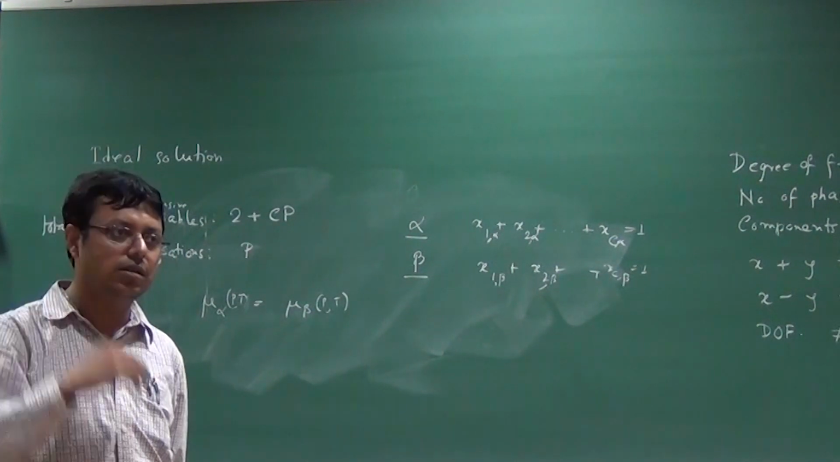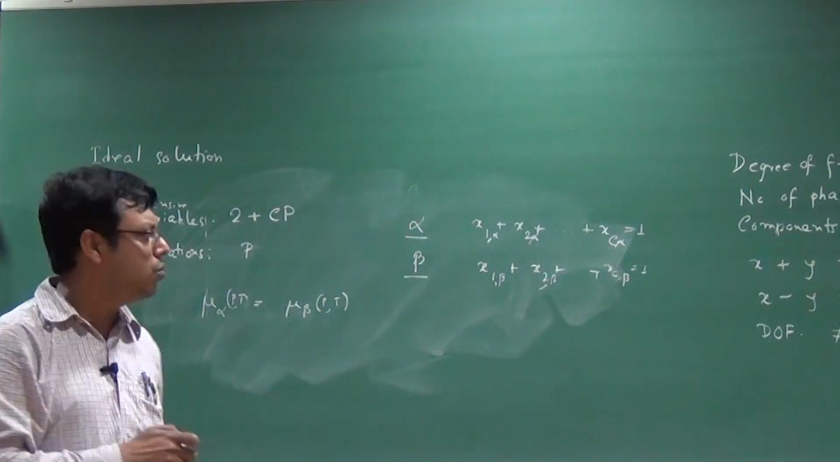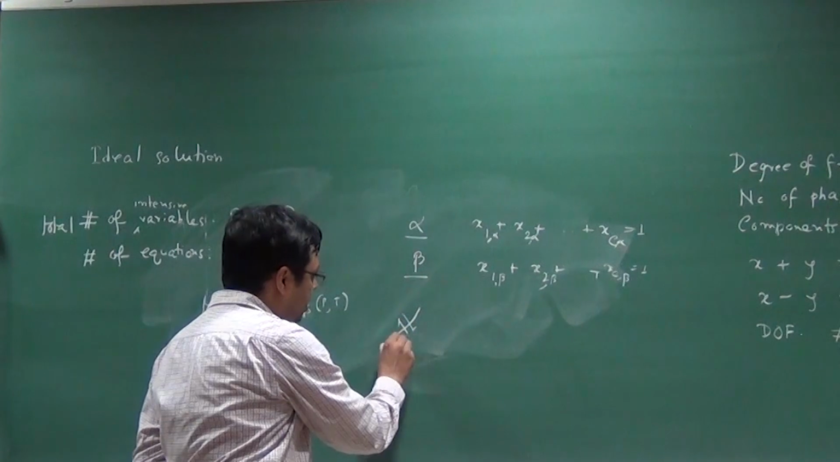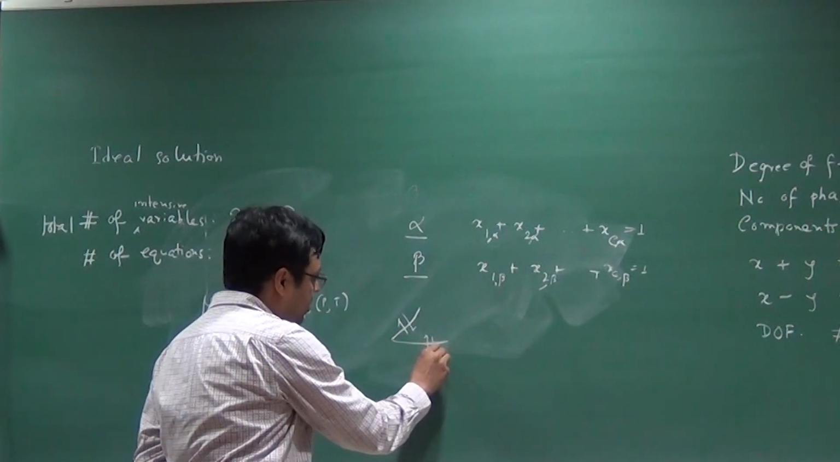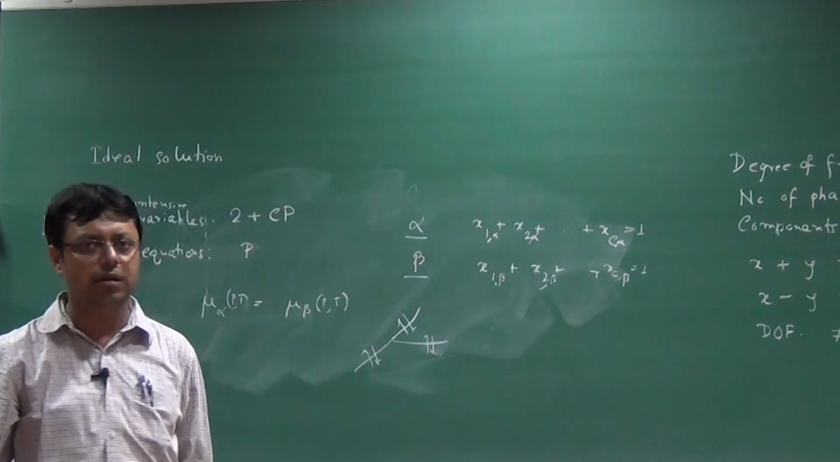Just go back to our original picture. For a one component system, I have 3 lines. So what are those lines? One is alpha in equilibrium with beta, one is beta in equilibrium with alpha, something like that, and there is a gamma that way.